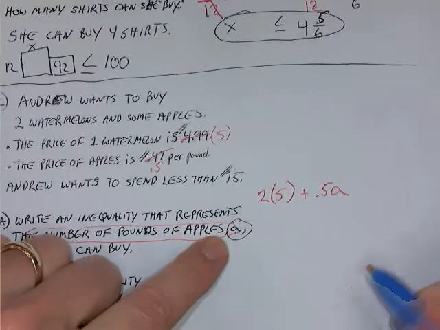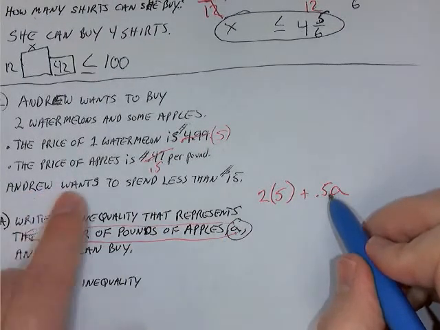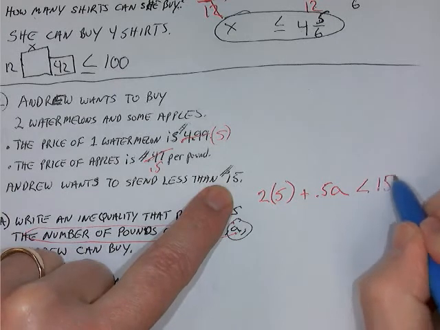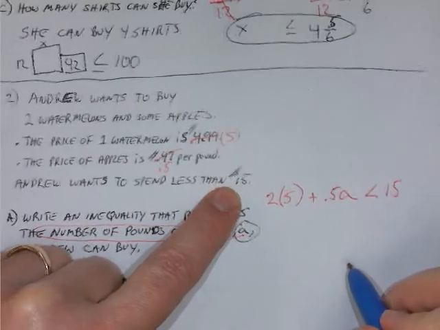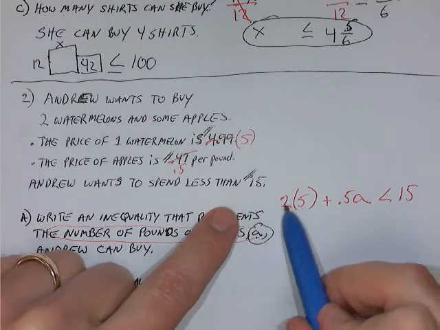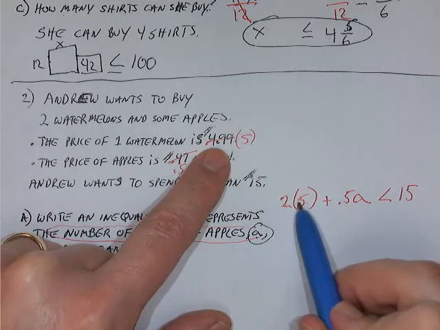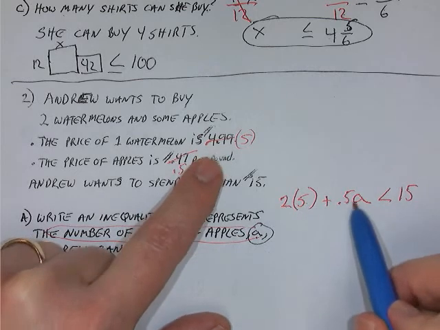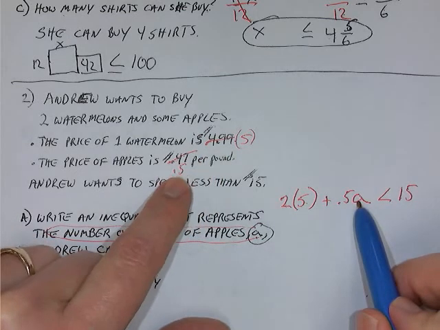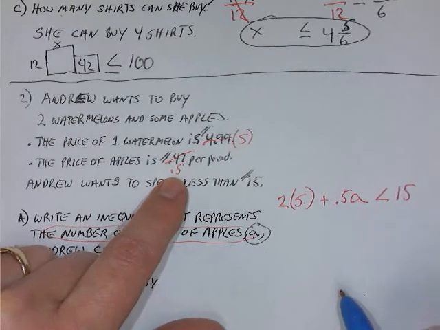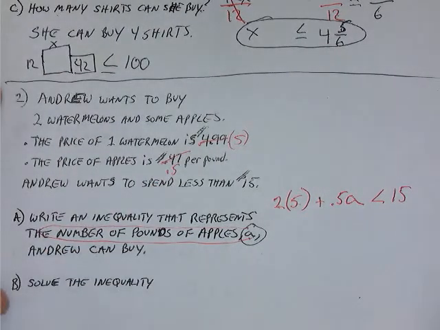Okay, and then it says that Andrew wants to spend less than $15. Well, less than 15. So let's see if we got this right. 2 watermelons, and they're $5. And then some apples, and we just said 50 cents a pound. So here's our inequality.